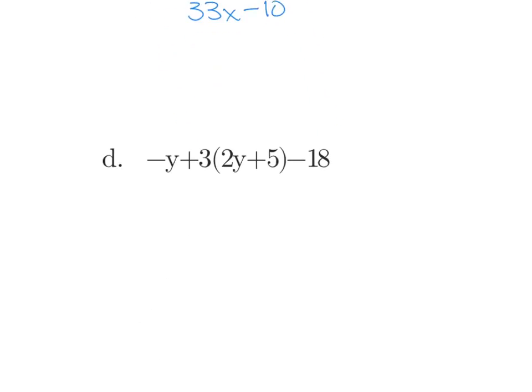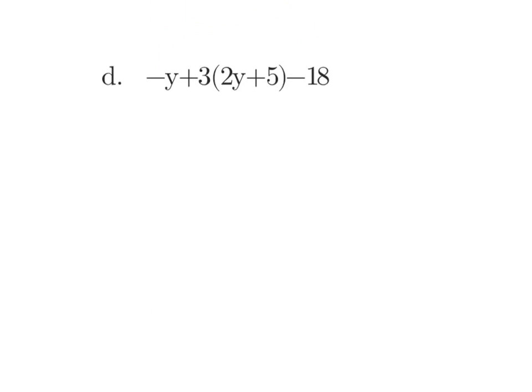All right, last one. D, we have negative y plus 3 times (2y plus 5) minus 18. So we want to start by distributing. I want to distribute the 3. I'm going to bring down my minus y. If I distribute my 3, I get 3 times 2y is 6y. I distribute to my 5. 3 times 5 is 15. And we bring down our minus 18.